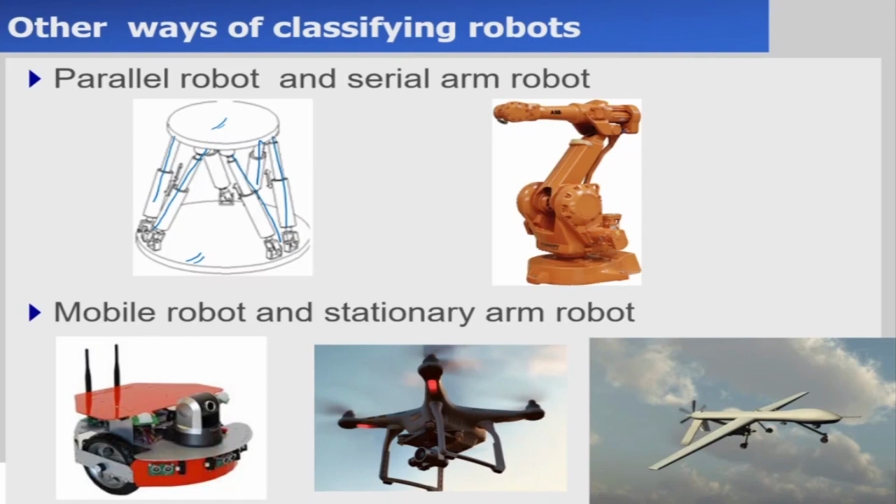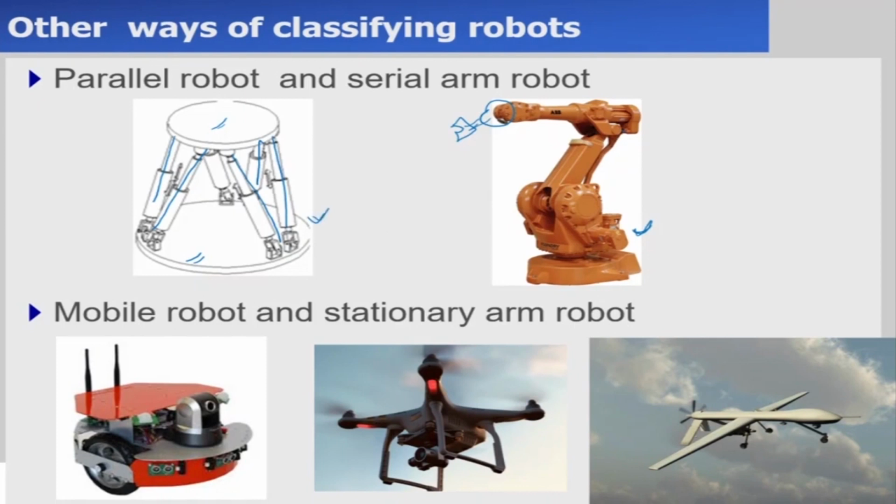This is a serial robot where the end effector is not fixed. It is free to move in space. Okay, so this is a serial arm robot. Then we can have mobile robots, or we can have stationary robots. So this robot is a fixed robot which is not moving. This is also a fixed robot which is not moving. But we can also have robots which move around.